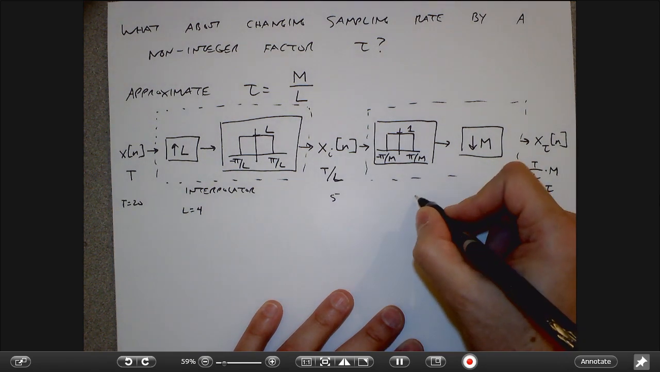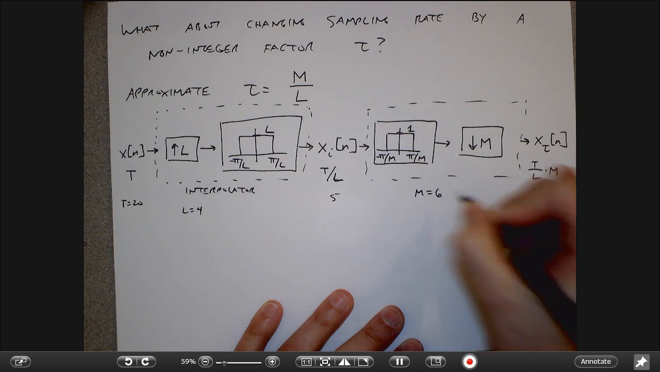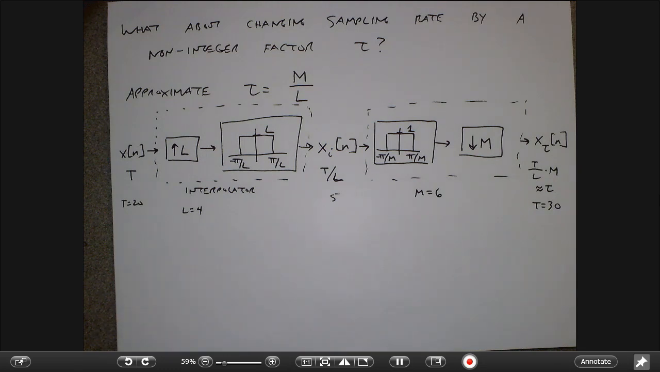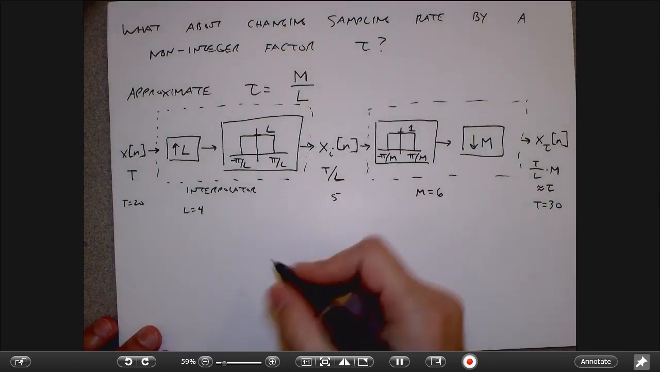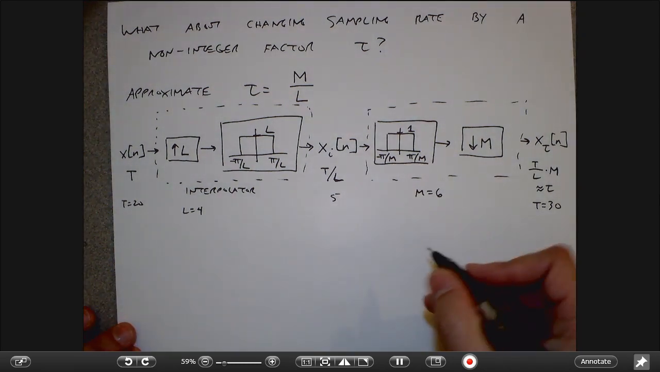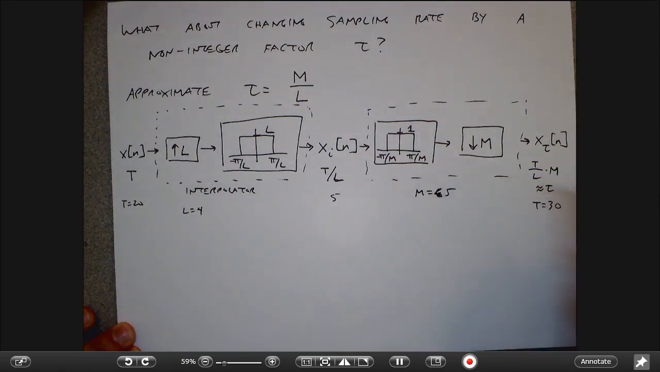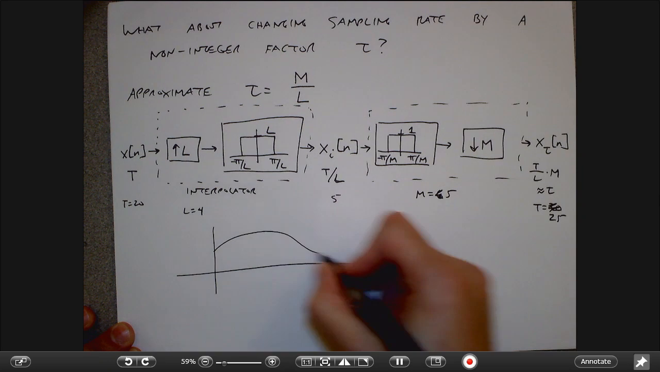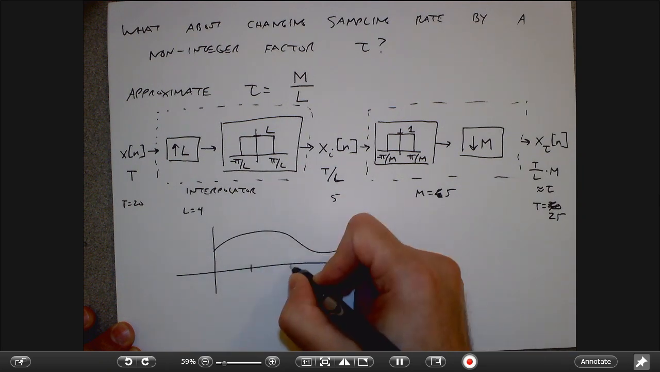So say, for example, that M equals 6, then this is like saying I'm sampling the signal every 30 time units, right? This would be kind of a dumb example, actually. Maybe I should do M equals 5. So here, my T would be equal to 25. So that's like saying that my old sampling rate of the continuous time signal was every 20 units.